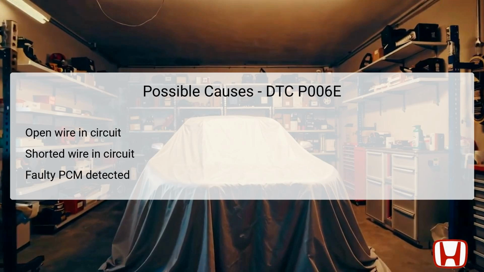Alternatively, a shorted wire can also be the culprit. When a wire is shorted to ground, it creates an unexpected pathway for the electricity, leading to abnormal functioning of the actuator and triggering the DTC. Lastly, if inspections of the circuit show normal conditions, the fault could lie within the PCM itself, which may need further testing to confirm its operational status. Each of these causes must be carefully examined to identify the root issue effectively.